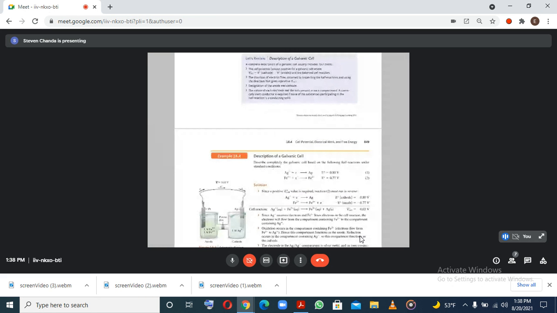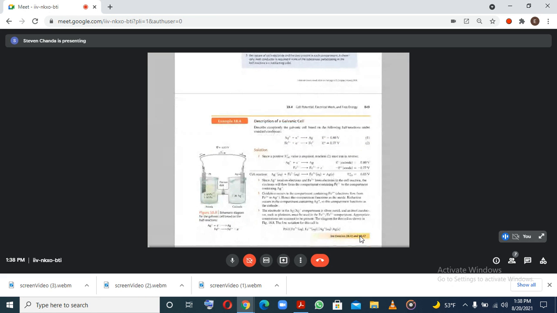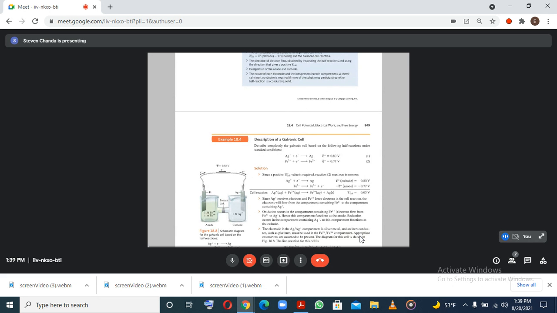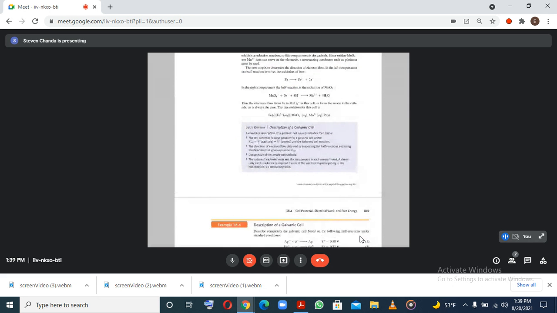Now let's look at this example. Since these are things that we've already done, I won't write, I'll just explain them. I think just an explanation running you through how the calculation was done will be enough. So how do you describe this particular cell? You're asked to describe this cell. First things first, what are you going to start looking at? We are looking at example 18.4.